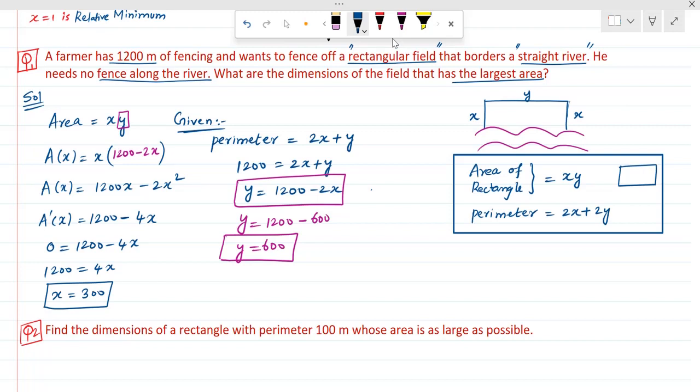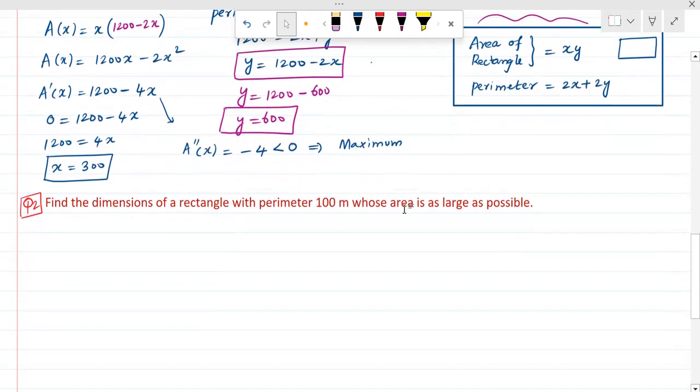For that, I will make use of the second derivative. When you differentiate again, what happens? f double prime of x is minus 4. So it is less than 0. Whenever the second derivative is less than 0, it is a maximum. This is what I have to show. So this dimension has the maximum area.